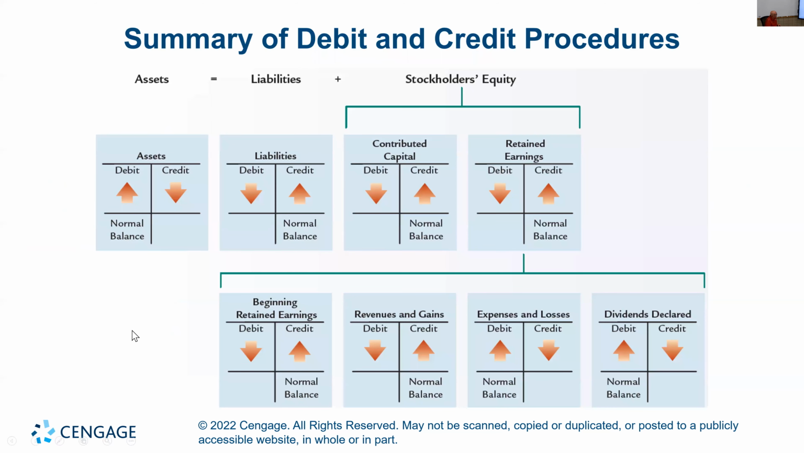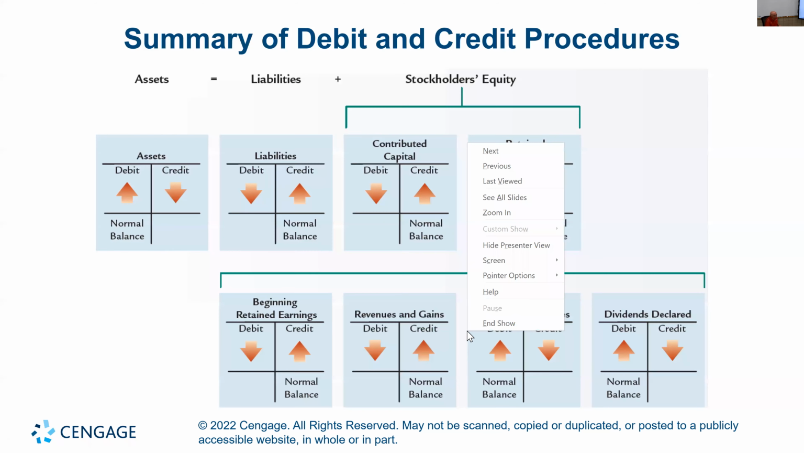Okay, so here's kind of a summary. Assets: a debit makes the value of that account go up, and a credit makes it go down. It is a normal debit balance. Whereas liabilities are a normal credit balance. So if they go up, we make a credit entry. If they go down, we make a debit entry. Equity has a normal credit balance, meaning it goes up on the right side, down on the left side. And then this goes through breaking down the retained earnings, the dividends and stuff like that.